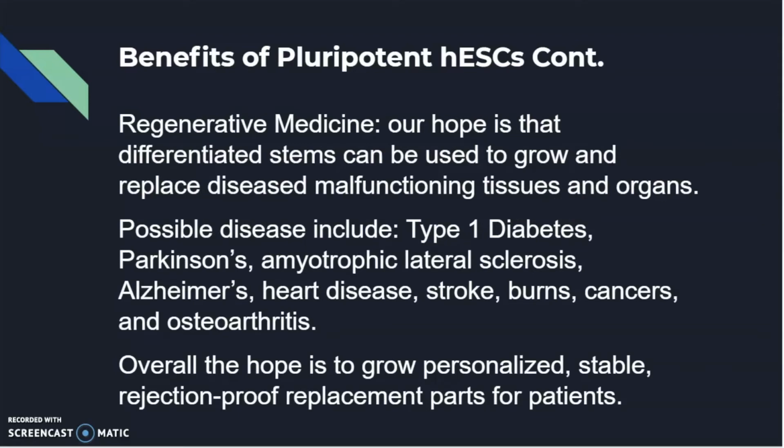With regenerative medicine, we're using these artificially grown tissues and organs to replace tissues in diseased patients who suffer from things like type 1 diabetes, Parkinson's, ALS, Alzheimer's, heart disease, stroke, burns, cancer, osteoarthritis, and many more. Ideally, these replacements would be personalized enough to prevent rejection in our patients.